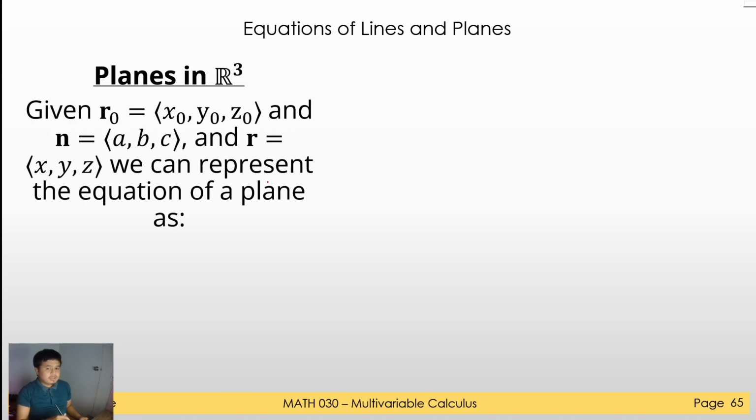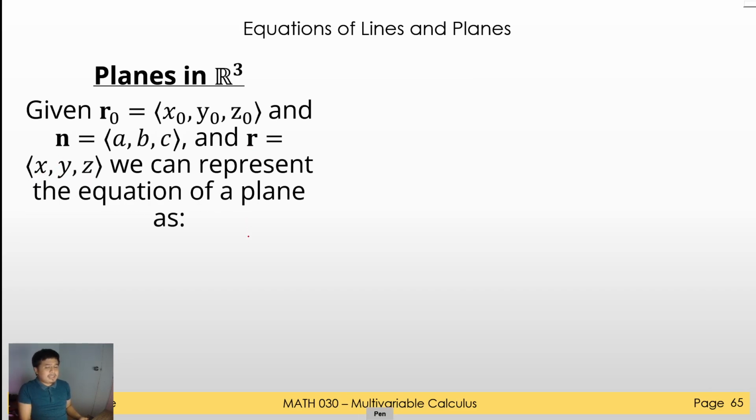And let's discuss the equation of planes in space, in three dimensions or R cubed. So, given a reference point r sub 0, which we represent as x sub 0, y sub 0, z sub 0, or to be specific, a vector. And let's say we have a new variable here, n, which is a vector as well, represented in a similar manner as a vector v in the previous topic, and r is still x, y, z.